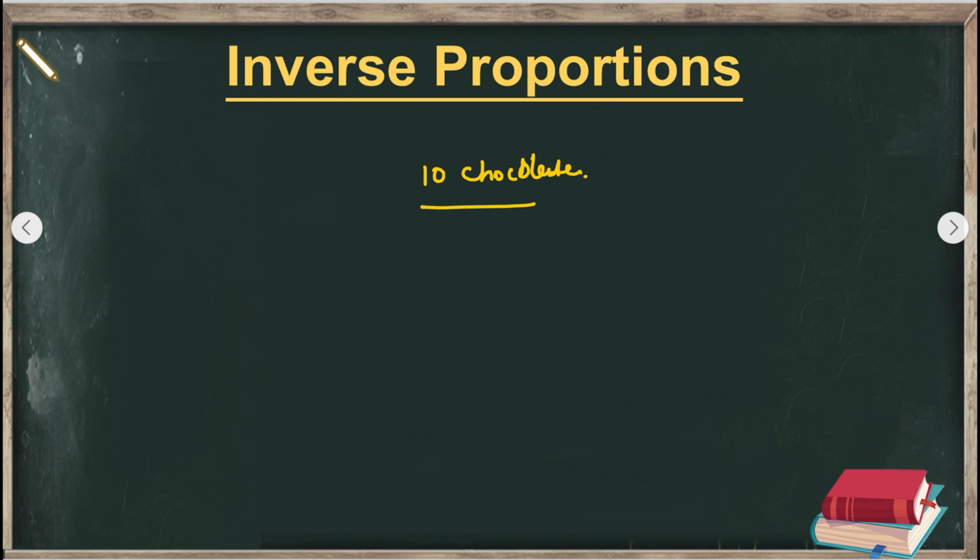If we distribute these chocolates among 10 children, each child will get 10 by 10 is 1, that is, each child will get one chocolate. What if we increase the number of children? The chocolates remain the same, 10. If we increase the number of children from 10 to 20, each will get 1 by 2, that is 0.5, half of a chocolate.